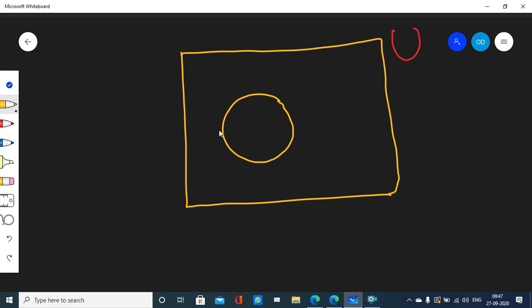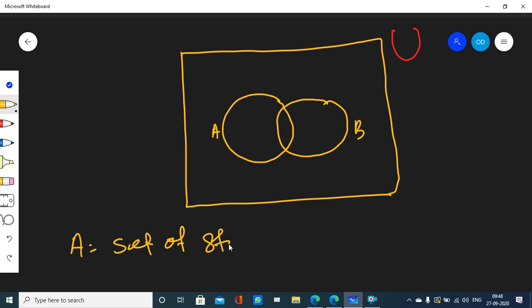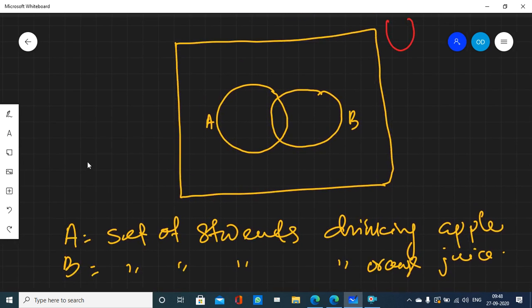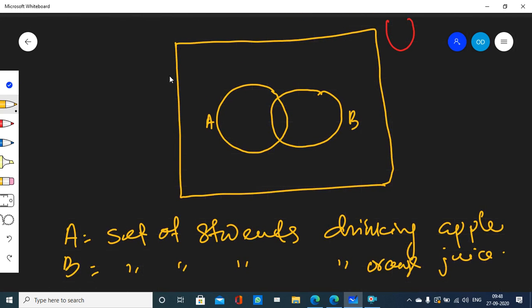Suppose let's consider a set A, and let's consider another set B. Let's say A is the set of students drinking apple juice. B is equal to the set of students drinking orange juice. You get my point? Okay. So all the 400 students will live in here.